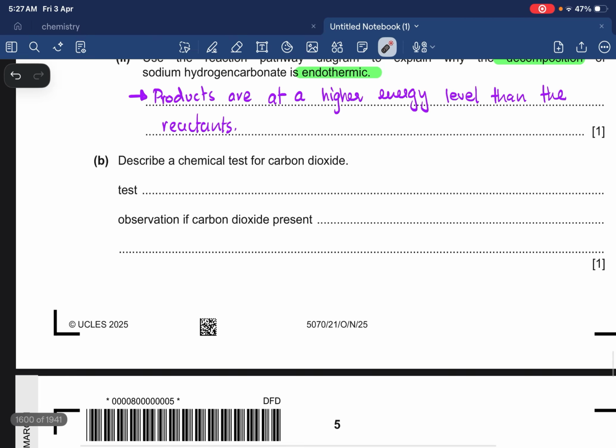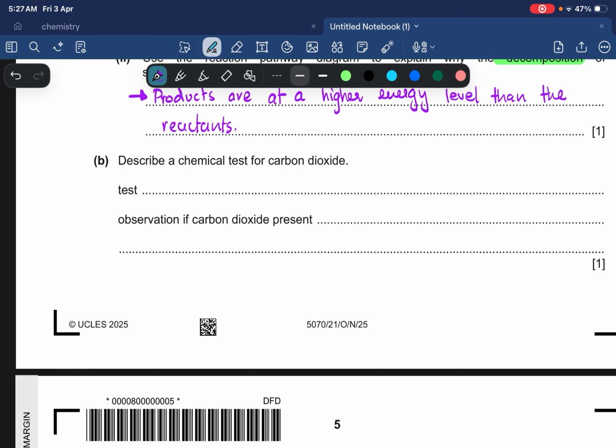Describe a chemical test for carbon dioxide. How do we test carbon dioxide? By passing the gas through lime water. So the test is passing the gas through lime water.